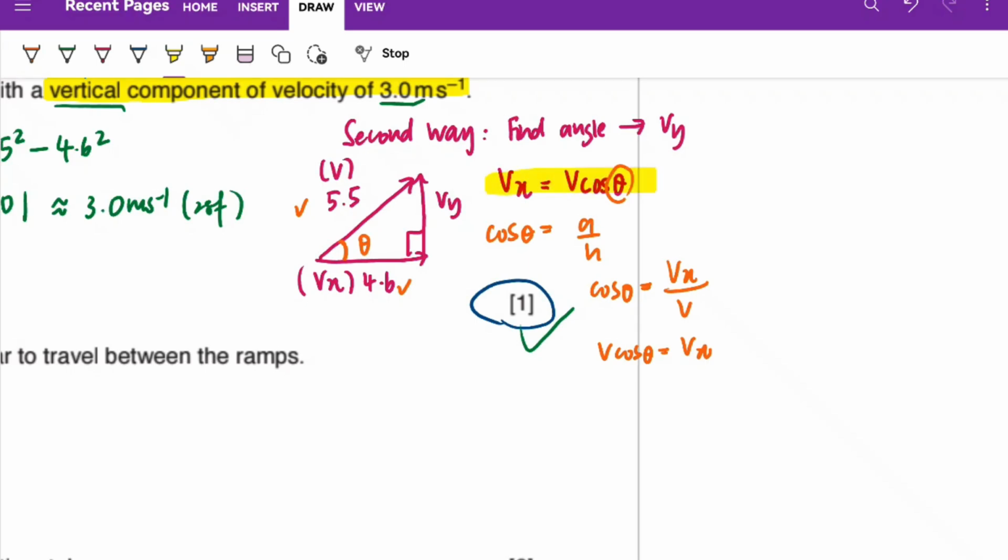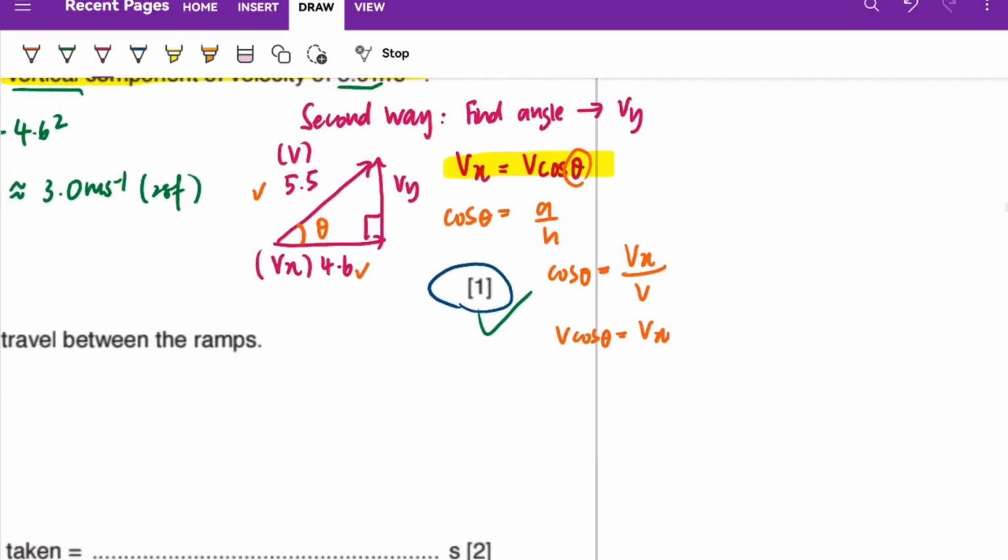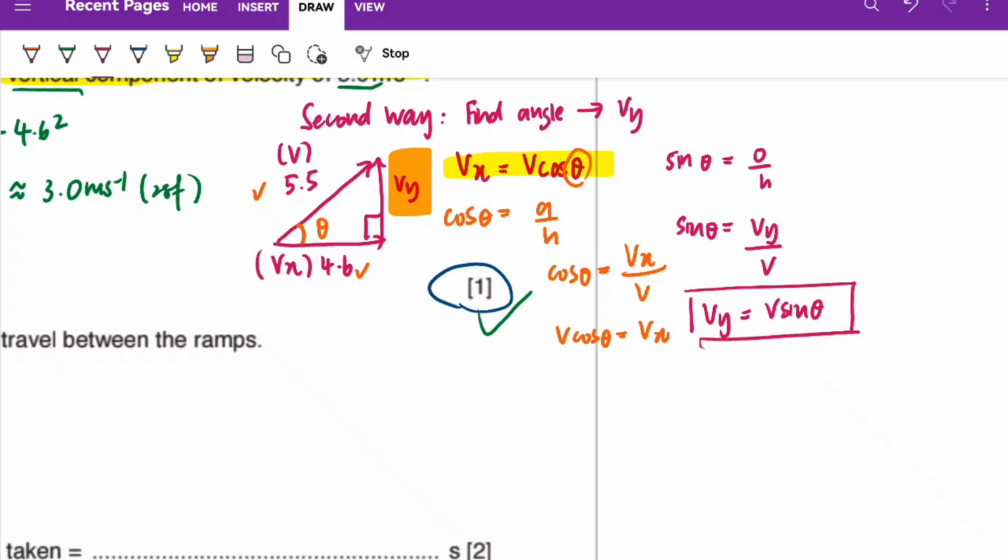Okay. How about Y? It's the same thing for Y. For Y, we will use sin theta. Sin theta is opposite over hypotenuse. Am I right? So, sin theta, opposite is the vertical velocity. So, it's Vy over V. Therefore, Vy equals V sin theta. So, these are your two formulas that use the angle.